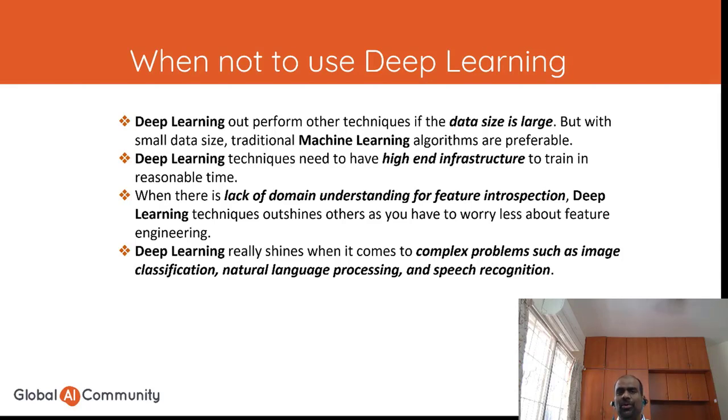When the data size is too large, we'll not be using machine learning, we'll be using deep learning. Deep learning needs very high-end infrastructure. And if there is a lack of domain understanding for feature introspection, meaning when you don't have domain knowledge, you use deep learning. Otherwise, you can use machine learning, and also come back and forth. Deep learning really shines in complex problems, not in simple problems.